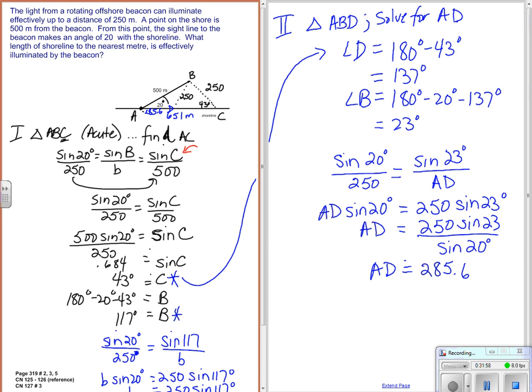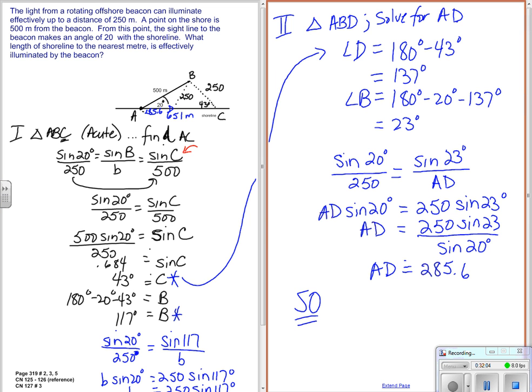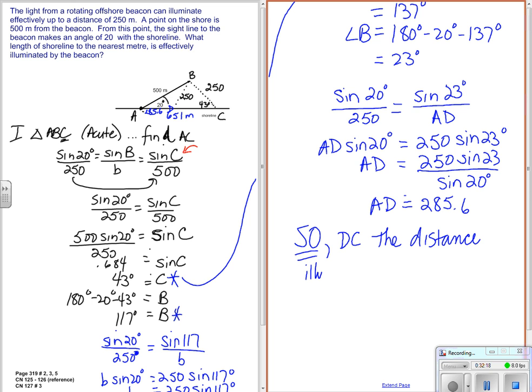285.6 right there, so that the distance DC, which is what we've been looking for all this time. So DC, the distance illuminated, is the 651 subtract 285.6, 365.4.